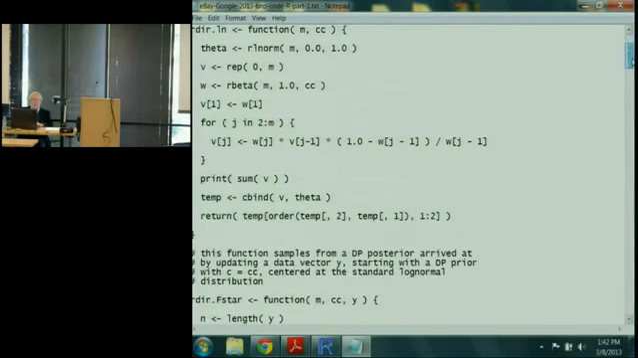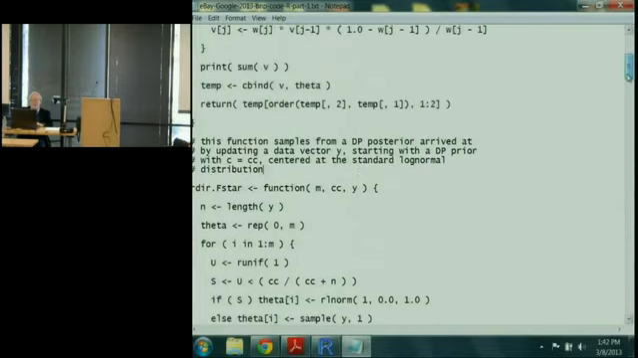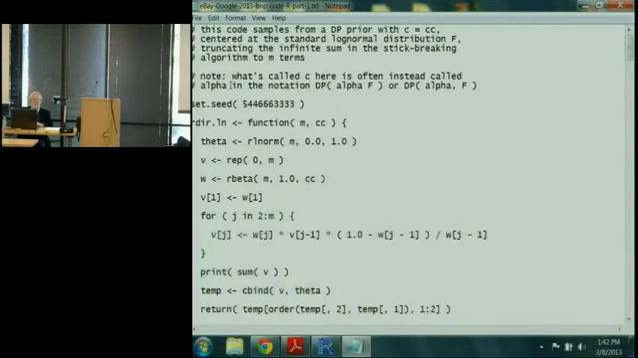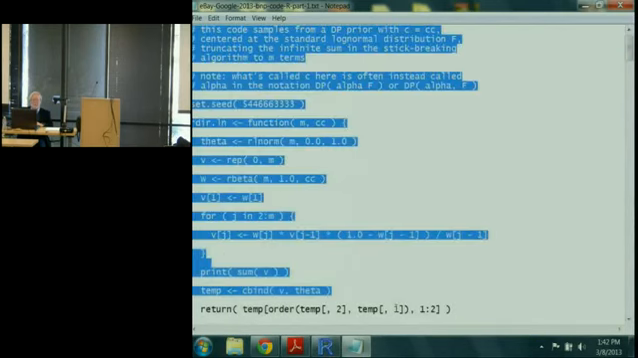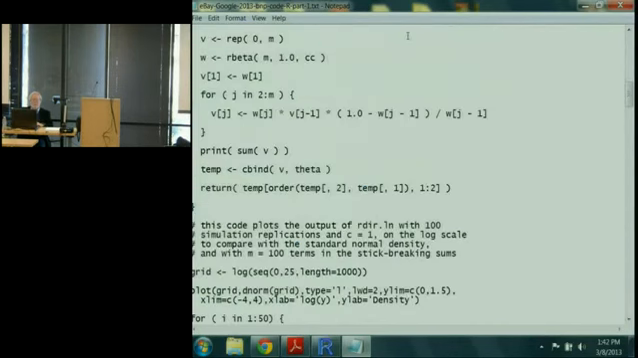That samples from the prior, and then we need to know how to sample from the posterior also. And so this second function, rdir.fstar, samples from the DP posterior, arrived at by starting with the DP prior, with the exact DP prior I had a minute ago, and updating that according to a data vector y. And the result, as we saw by conjugacy, is going to be another DP posterior. So I'll load both of those functions into my current R, and then I'll go ahead and run the code.